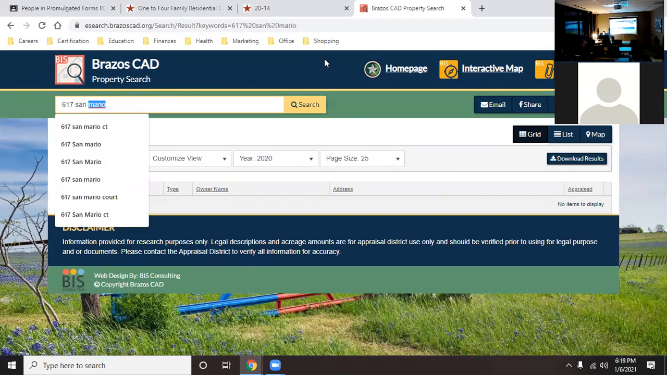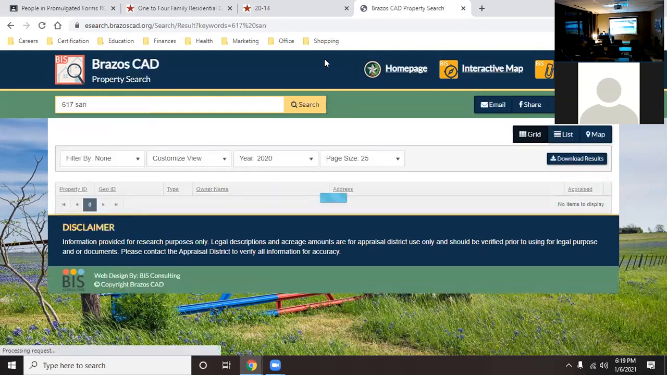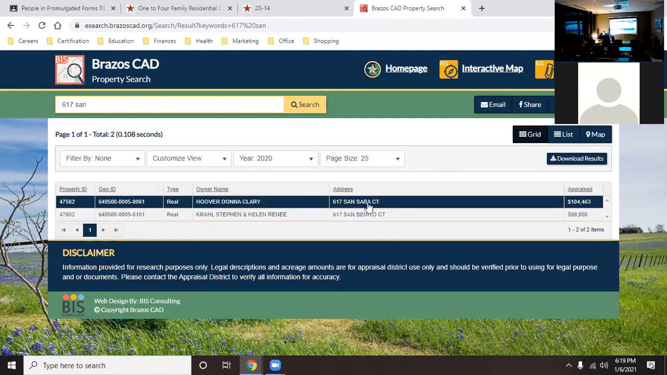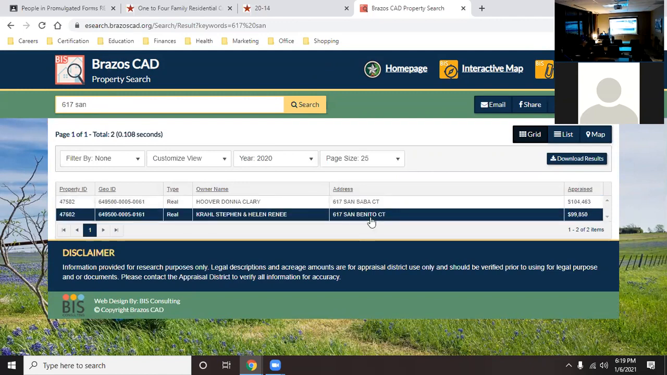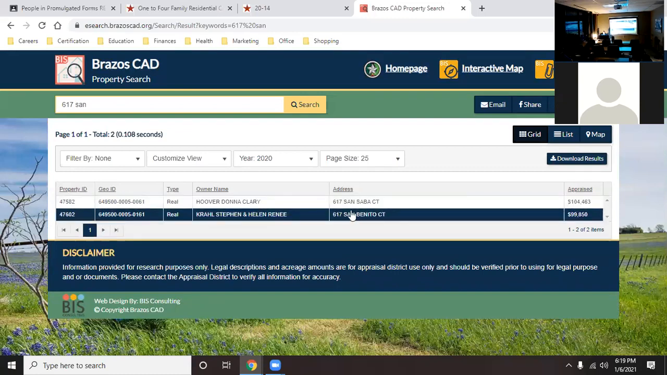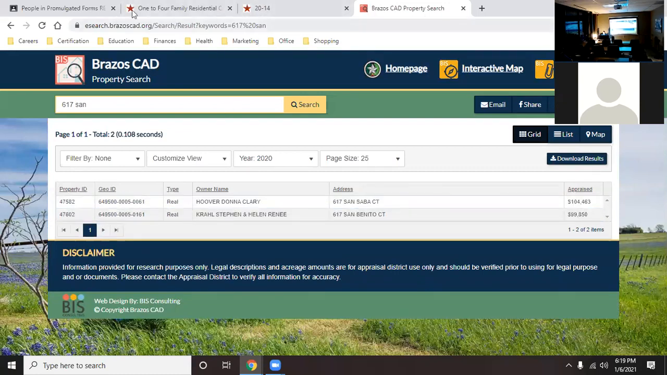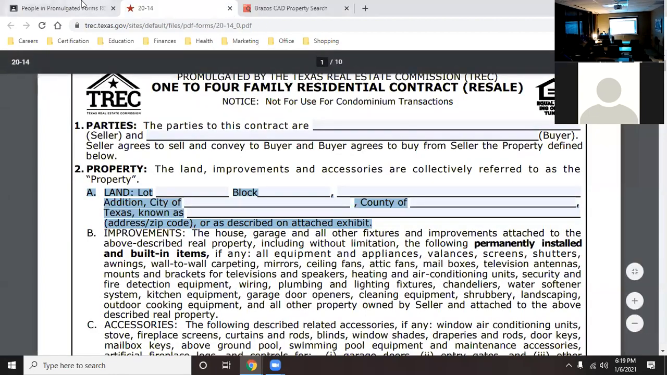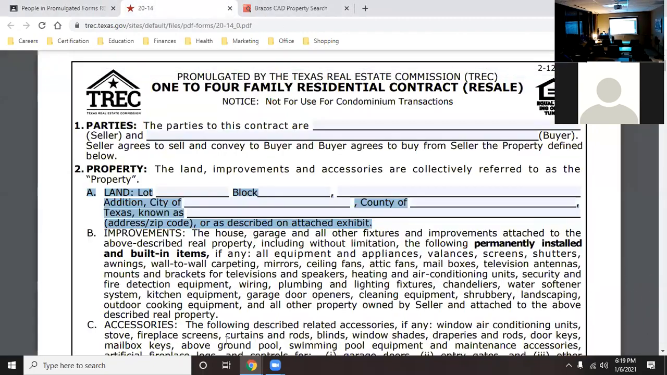But again, you do not in any shape or form, see like in this one, I just put San, and look, it shows San Saba or San Benito. Okay? But if you notice, if I type in 617 San Saba Court, it's not going to pop up. It has to be basically just the beginning of it. Okay? Very, very important. But does that answer your question, Miss Linda? Yes, I was just wondering on that.